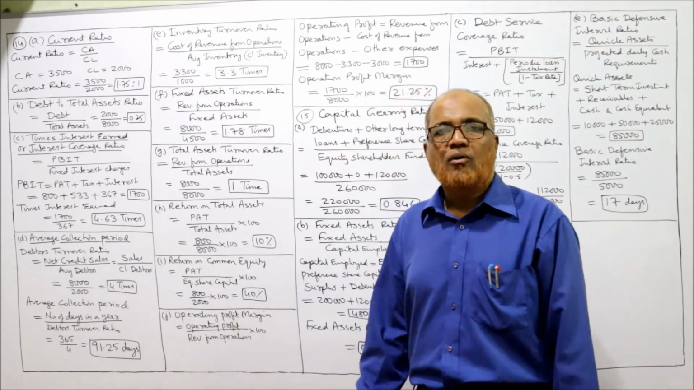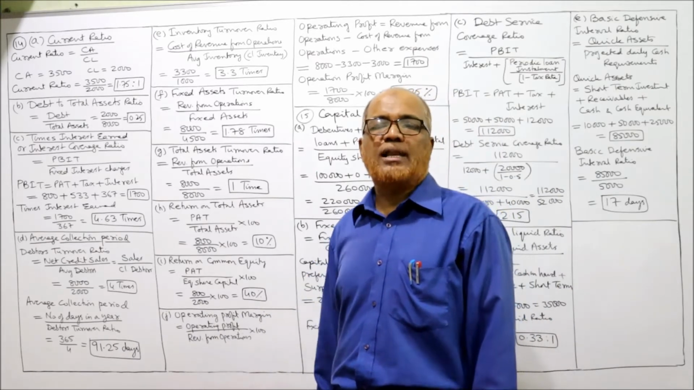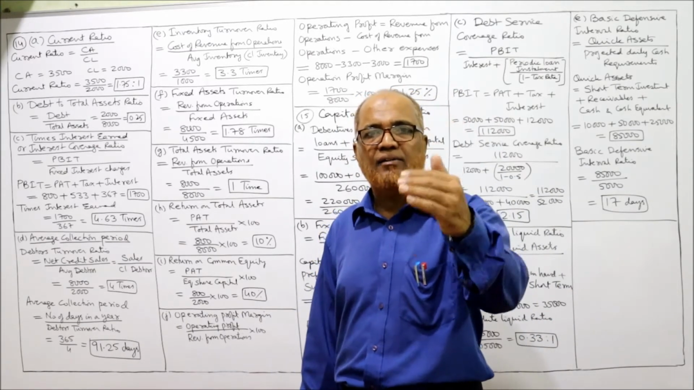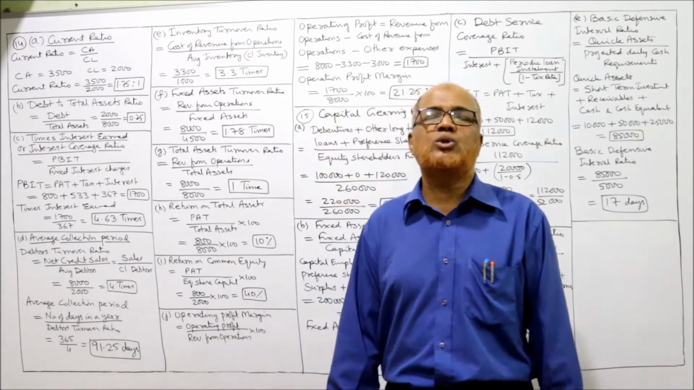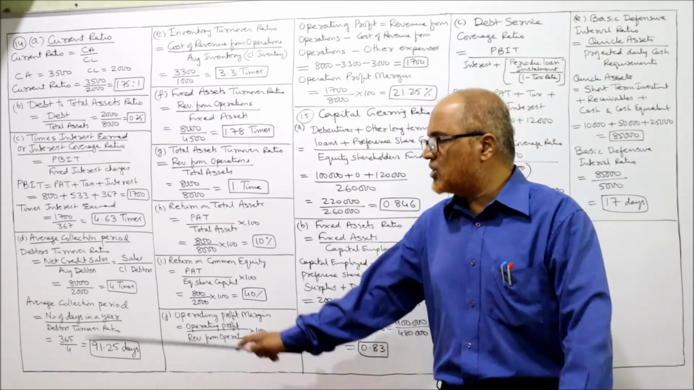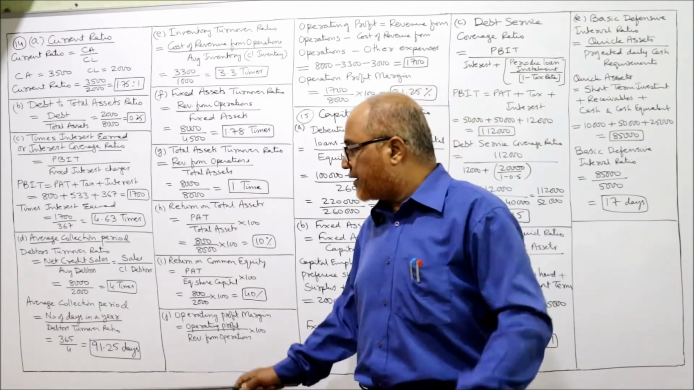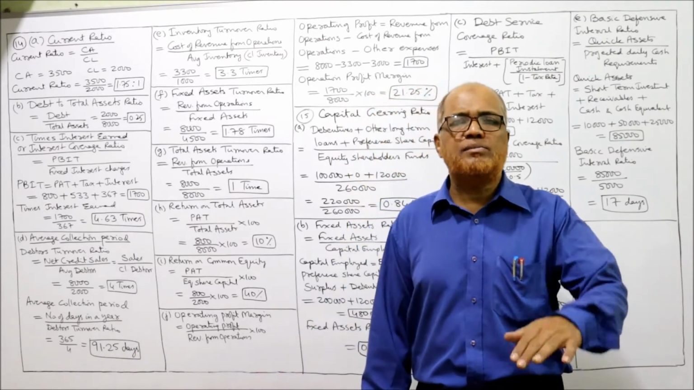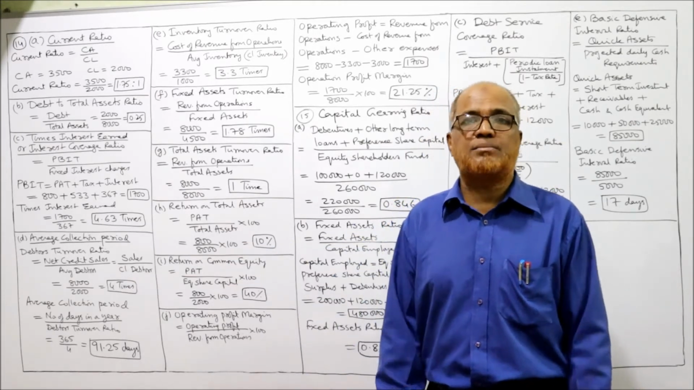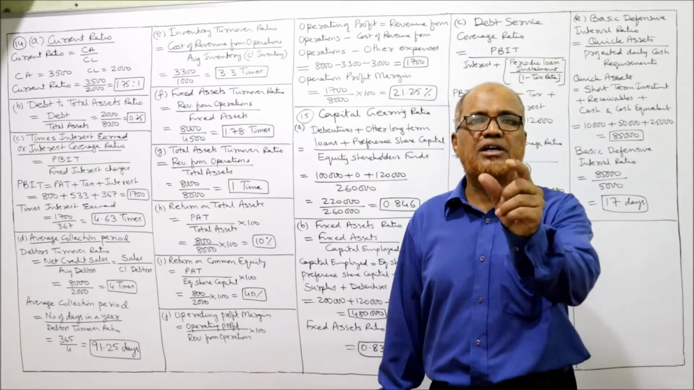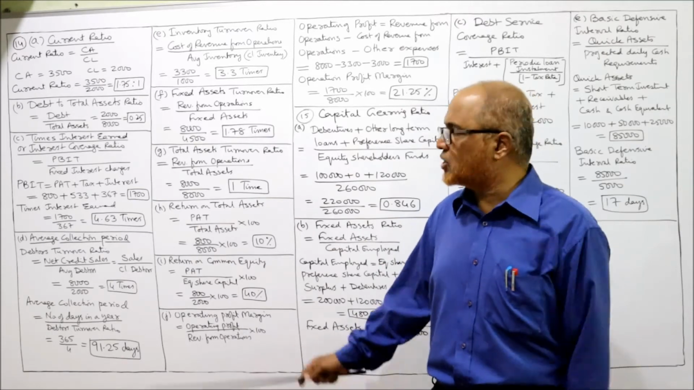So 4 times. What is this 4 times? Debtors turnover ratio. Now easily we can find out the average collection period, number of days in a year divided by debtors turnover ratio. So 365 days in a year divided by 4, you will get 91.25 days. This is the average collection period. That means the business is allowing a credit period of 91.25 days, approximately 3 months, to the customers for making the payment.